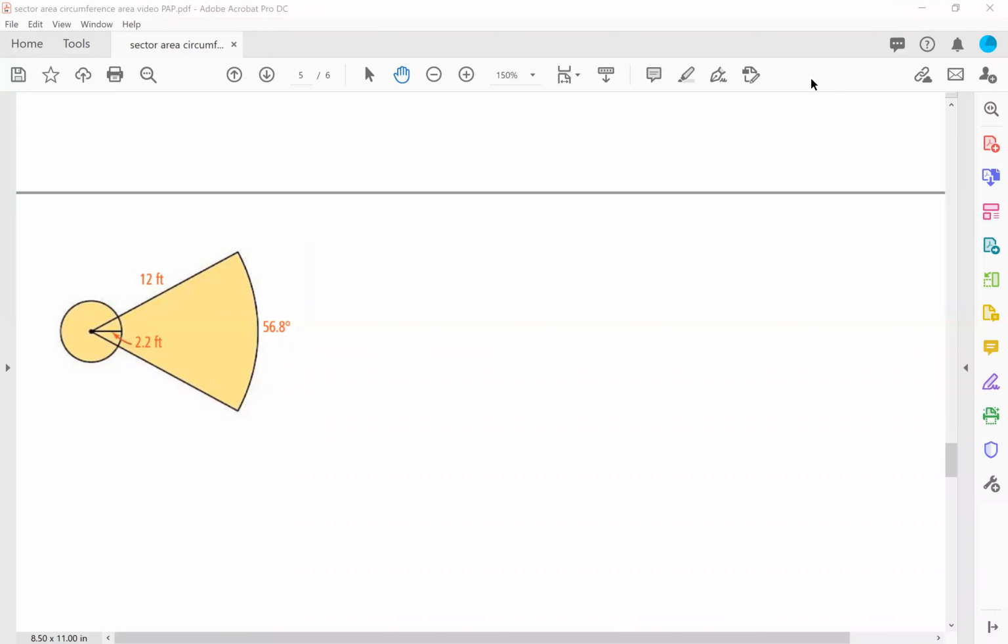Okay, next one. This one, they're going to ask you to find the area of this shape, and you have to be a little bit careful. It's not just the area of this circle and then the area of this sector added together. That's the basis of it. But if you did that, you would end up counting this little part right here where they overlap twice. So what we have to do is we have to find the area of the small circle, add to it the area of the big sector, and then we have to subtract out the little overlapping part.